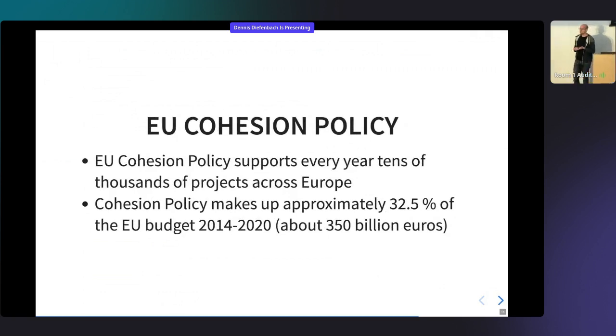So the European Union is spending a lot of money to basically increase the growth in underdeveloped areas of the European Union. The European Union is big. There are areas which are more advanced economically and some less. And basically 30% of the budget of the European Union, which in the programming period 2014-2020 was 350 billion euros, is spent basically to increase growth in underrepresented or underdeveloped areas of the EU.